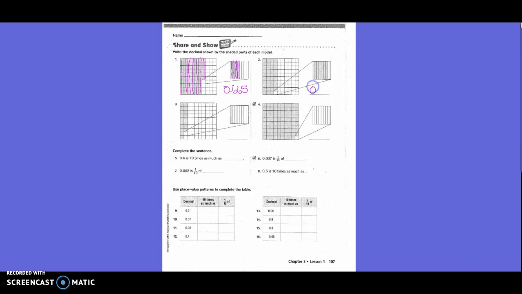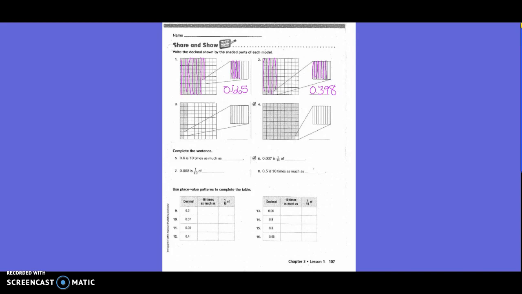No, so I'm going to put 0 decimal. Then how many full columns do I have shaded in? 3. So 1, 2, 3. How many partial of the next column do I have shaded in? 9. And then how many columns over here do I have shaded in? 8.